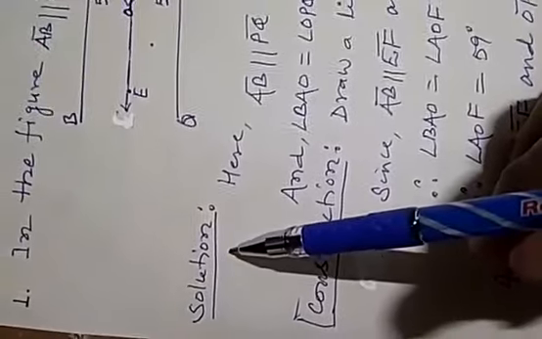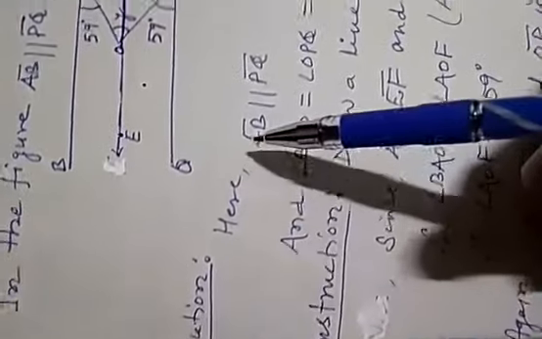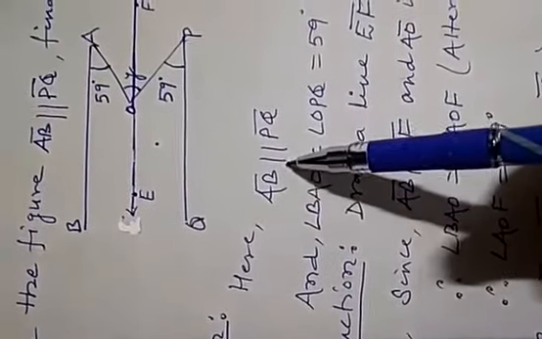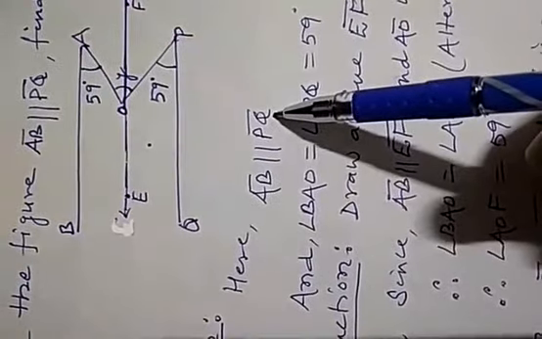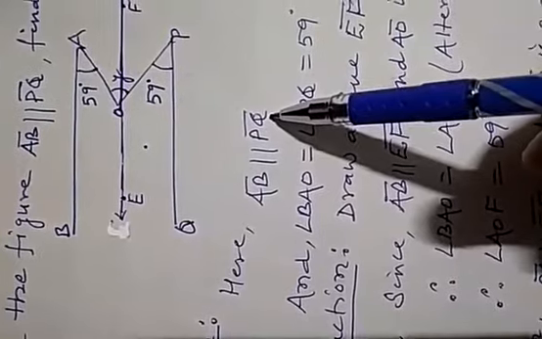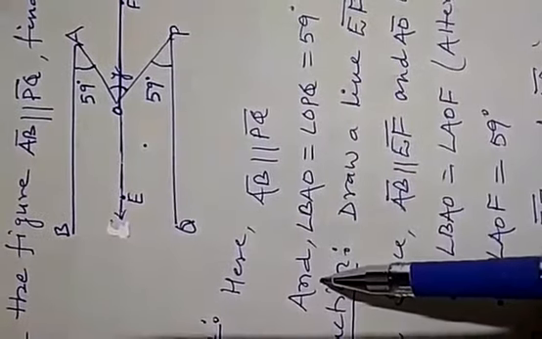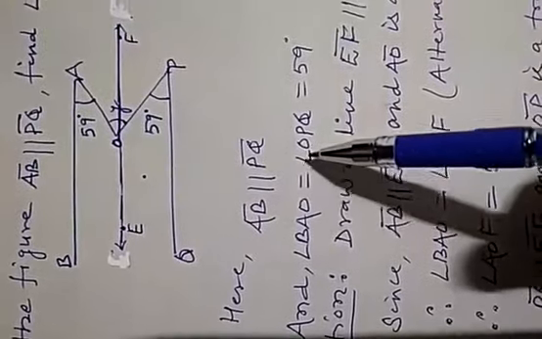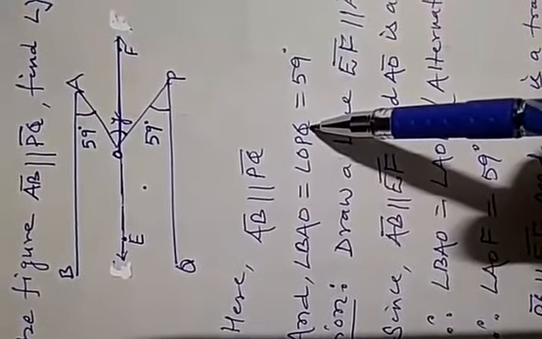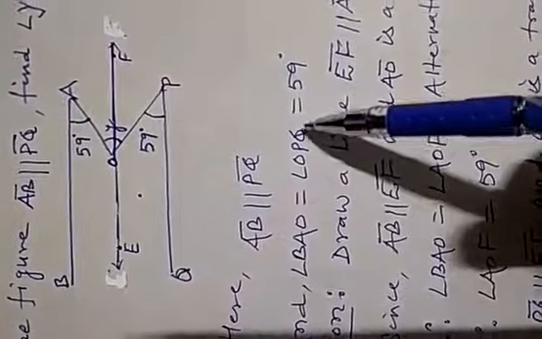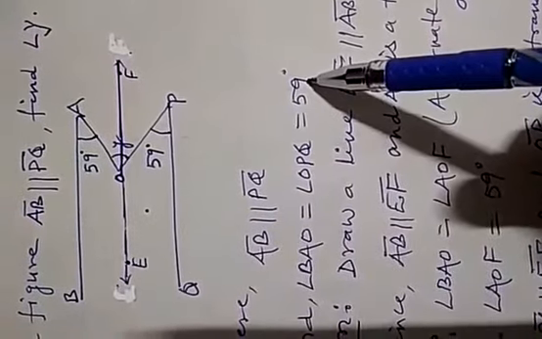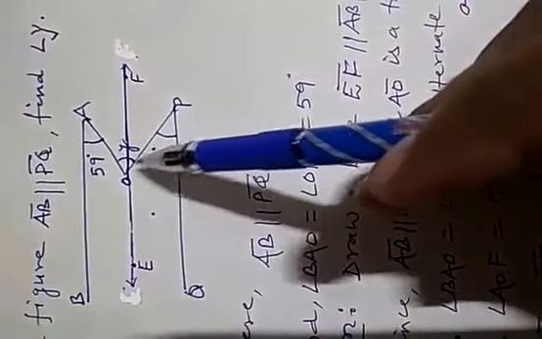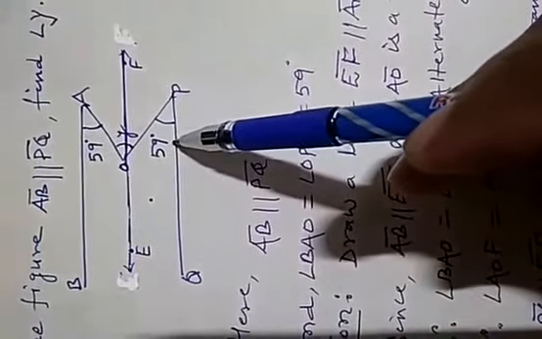Solution is here. Since line segment AB is parallel to PQ, angle BAO is equal to angle OPQ, and angle OPQ is equal to 59 degrees, given. 59 degrees here and 59 degrees here.